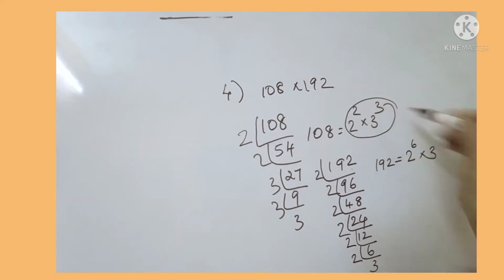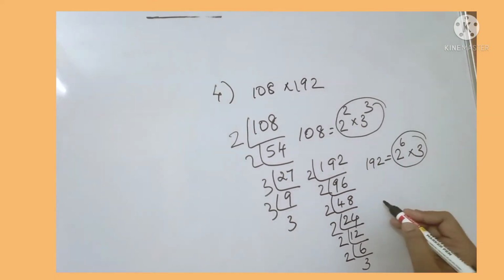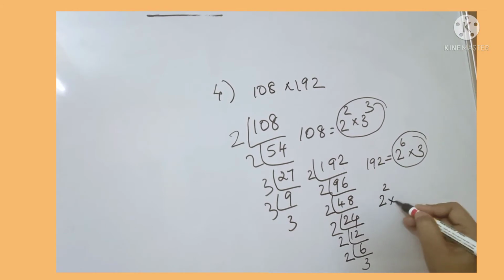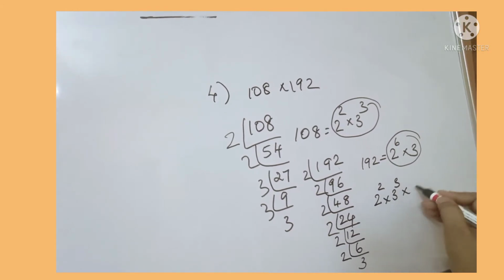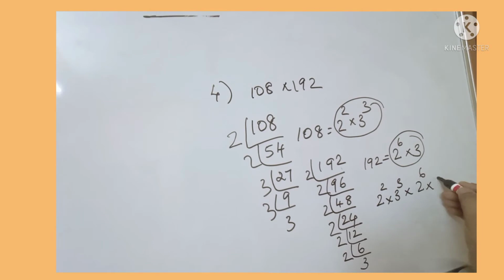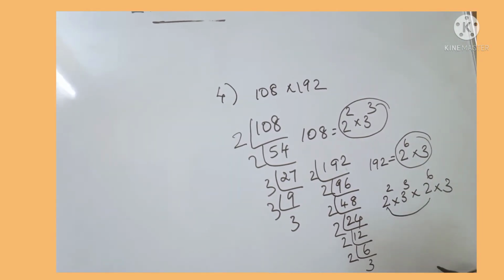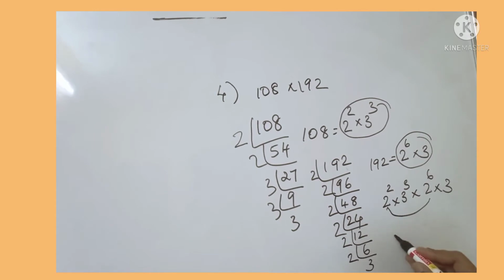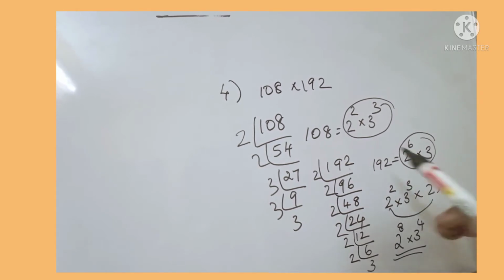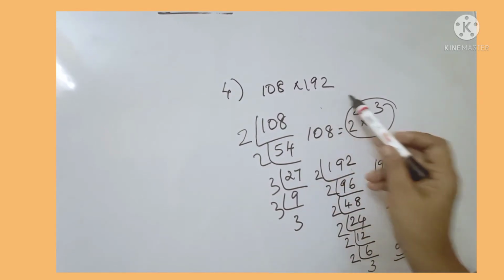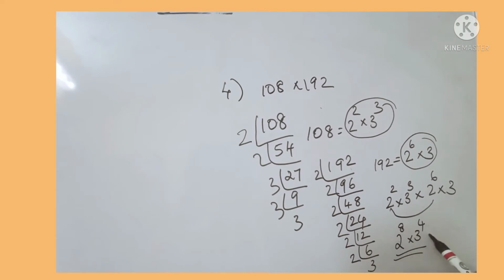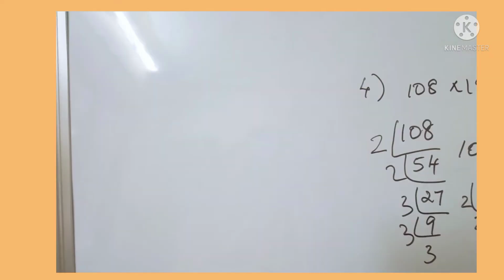So we want to multiply these two. That is 2 raised to 2 into 3 raised to 3 into 2 raised to 6 into 3. Here we want to take these two, that is 2 raised to 2 into 2 raised to 6. What is it? 2 raised to 8 into 3 raised to 4. So the product of 108 into 192 is 2 raised to 8 into 3 raised to 4.